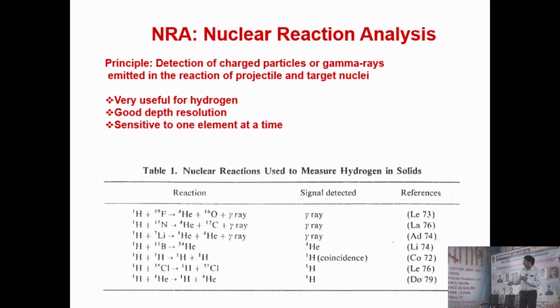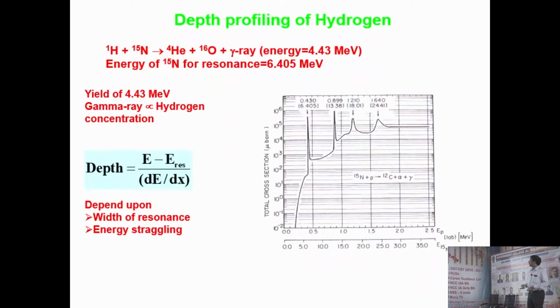Now, by knowing how much energy is lost per unit distance, and then from the resonance energy, we can see the depth profile as well as the concentration. In the example I mentioned here, this is the depth, and from the gamma energies we are getting, we can see the depth profile of hydrogen, and we can also see the concentration. Okay.